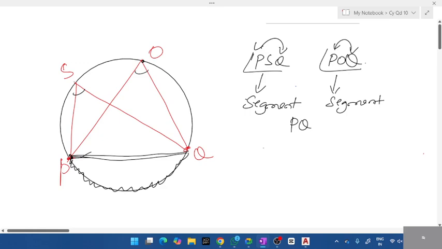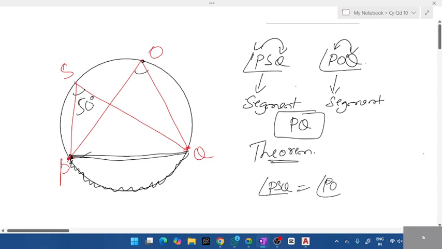Okay, from here we have two segments. So from here we have theorem 2. Theorem 2 is nothing but whenever two segments are formed and have the same arc, these two angles will be equal. If angle PSQ is 50 degrees, then what about POQ? 50 degrees. So you have to write angle PSQ is equal to angle POQ.